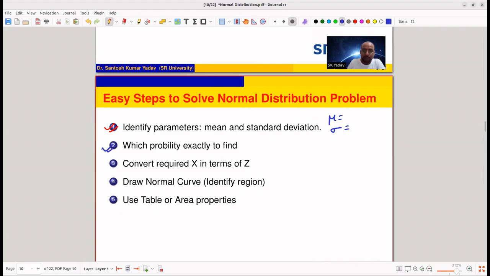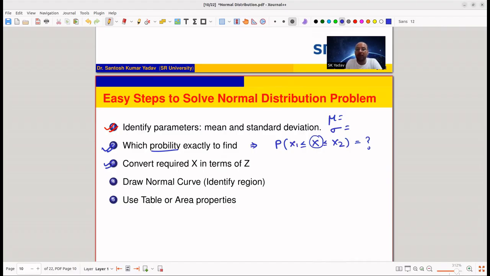Then you have to identify what probability exactly you have to find out. That is, you have to write down what the x1 values and the x2 values are, for which you want to calculate the normal probability, where x is a normal random variable. And then, as I said, we are not integrating the PDF for a given range of values x1 to x2.